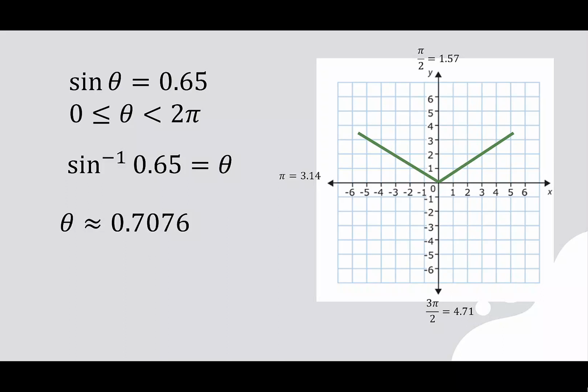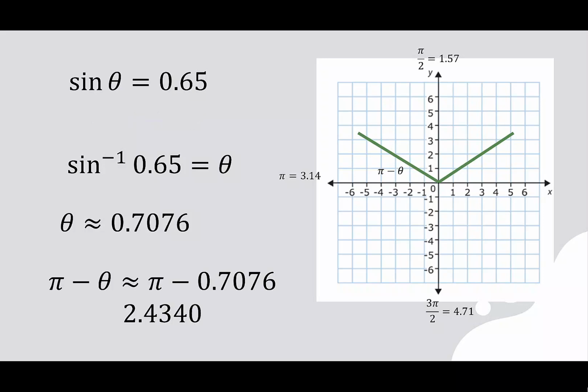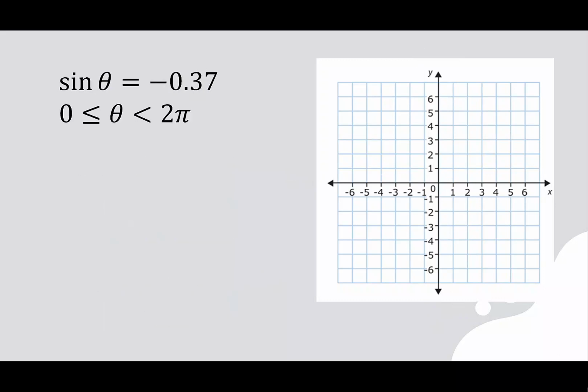Since we're in quadrant 1 to start, our reference angle is the 0.7076, so in quadrant 2, we need to find pi minus 0.7076. Let's throw that in the calculator. I have pi minus theta is pi minus 0.7076, which is 2.4340. So we have two answers to this problem. Let's try another one. Let's say sine of theta is negative 0.37. Again, we're solving over the interval from 0 to 2 pi.